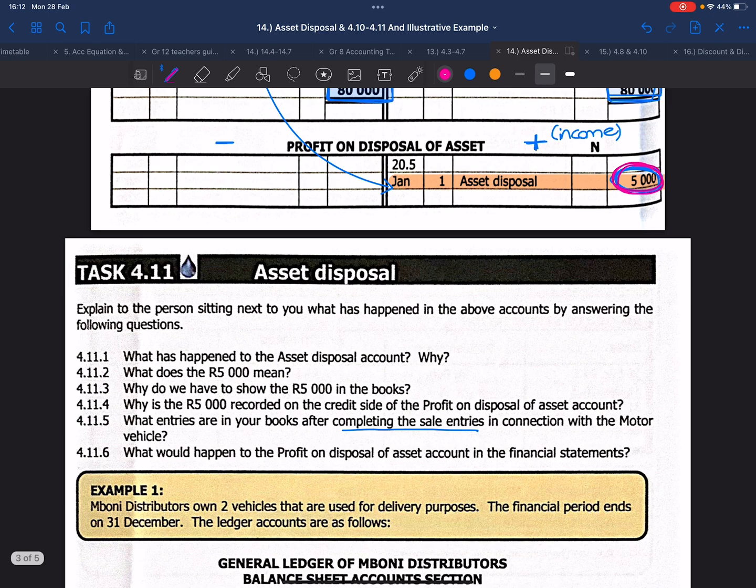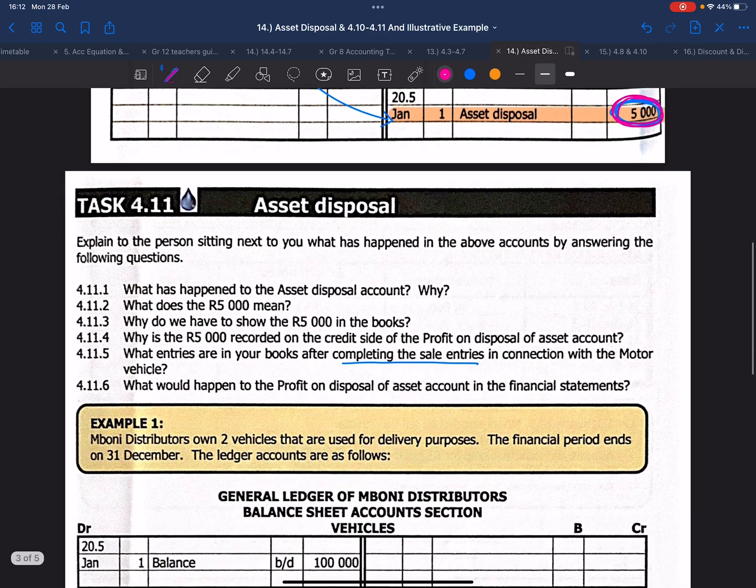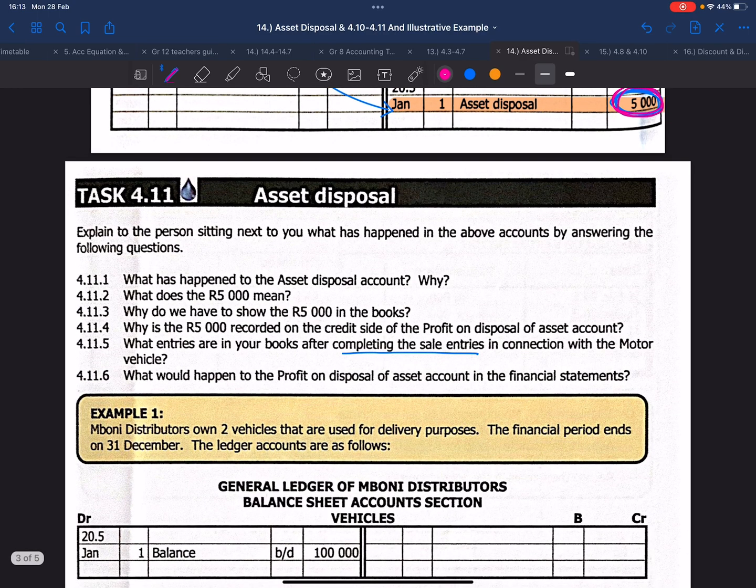Then what would happen to the profit on disposal account in the financial statements? It gets closed off to the profit and loss account at the end of the financial year. You will have an item in your statement of comprehensive income called profit or loss on disposal, and this 5,000 Rand would then be reflected there under other income. So that's how it affects your financial statements.